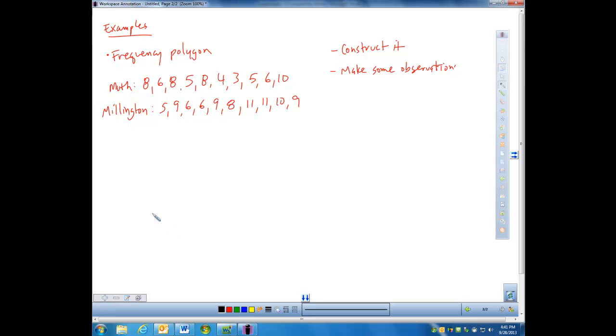Alright, so you may have done a couple of things. Maybe you chose to make each individual number its own class. And so you might have something that would look like this, and you got 0 wins, 1 win, 2 wins, all the way up to 11 wins in the case of a couple years for Millington. Alright, to me that's a lot of bars. That's more intervals or classes than I really choose to do. So I'm going to group them a little bit differently now.